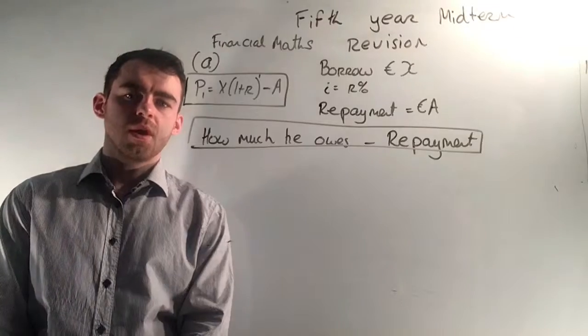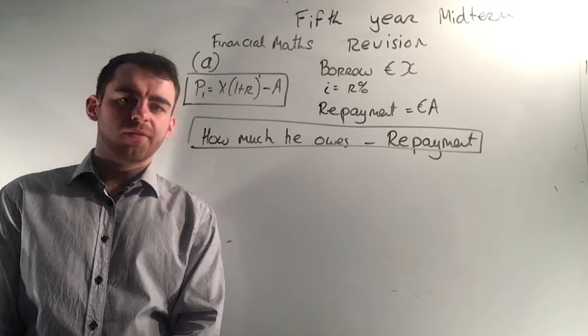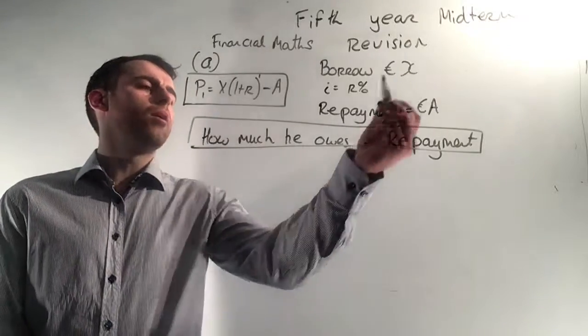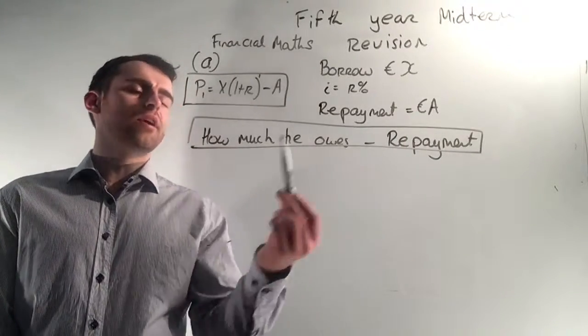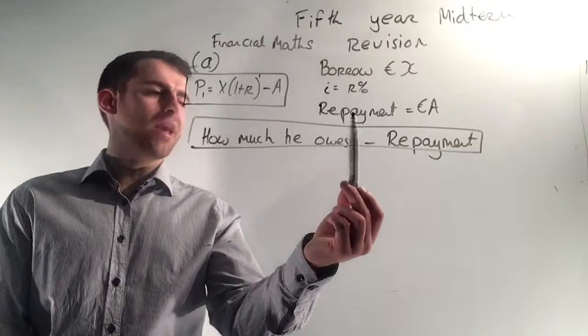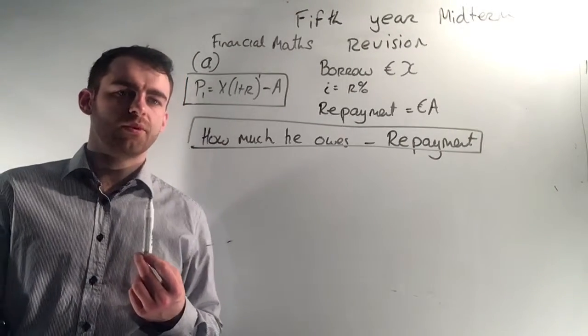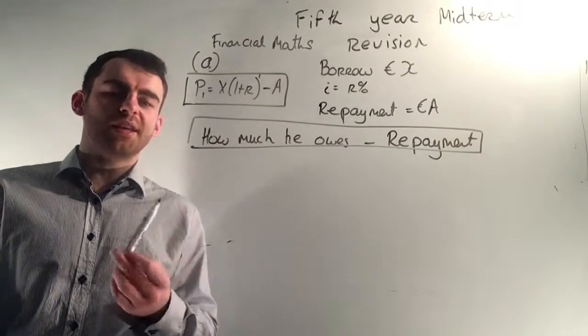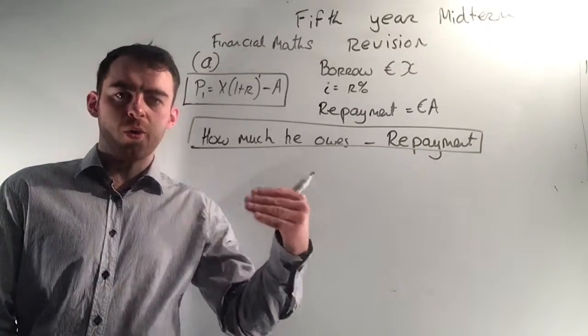Okay, I want to move on now and talk to you about the financial maths. In this question, we're told that John wants to borrow X euro at an interest rate of r% and that the repayment amount is a euro. Okay, and we're asked to prove that the amount of money, P1, represents the amount of money that John is going to owe in a year.